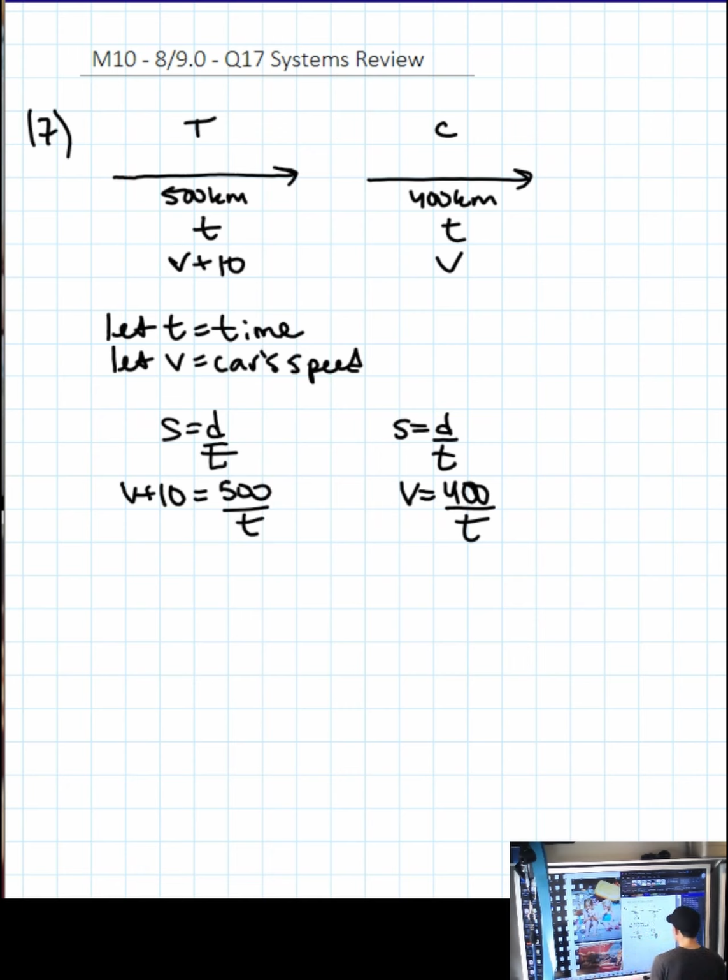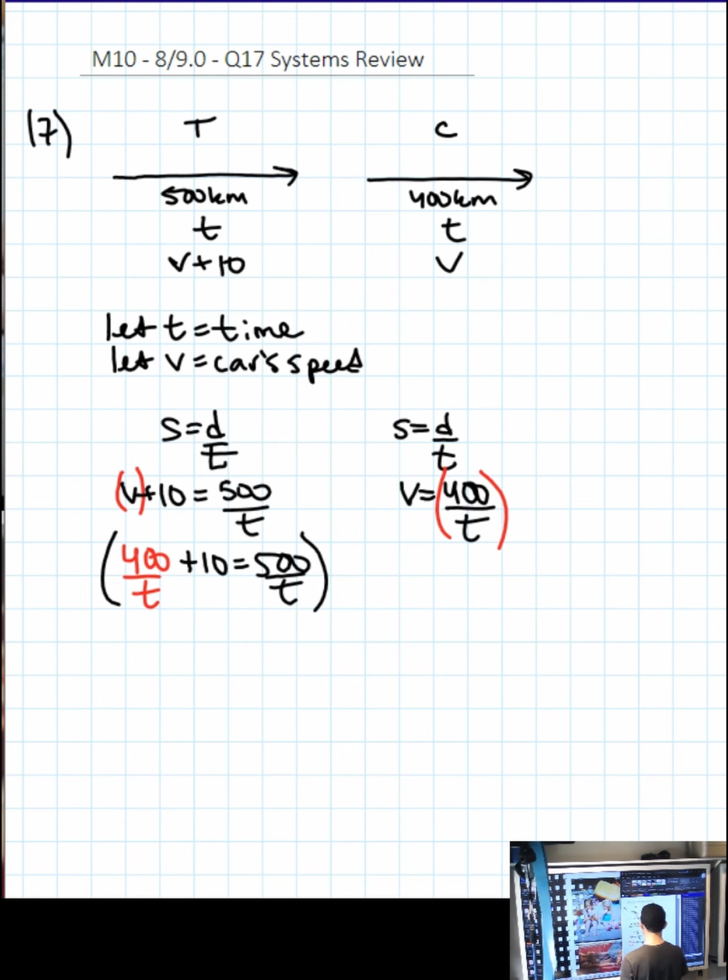So this time we have V equaling 400 over T. We can put that in for V in the equation on the left. So we can say 400 over T plus 10 equals 500 over T. Now we have a T on the bottom. We simply just want to times both sides by the thing on the bottom, and that will cancel. So we get 400 plus 10T equals 500 minus 400 from both sides.